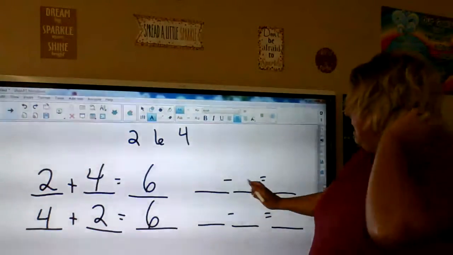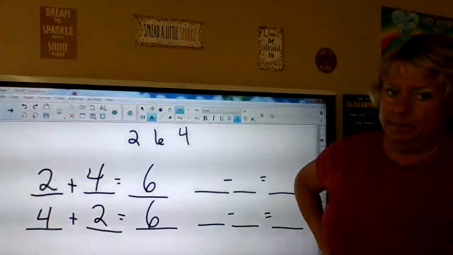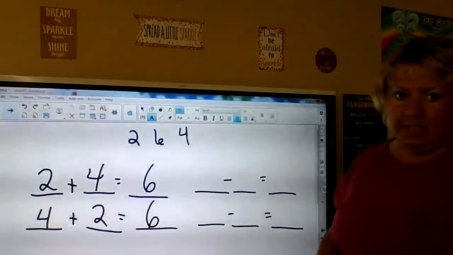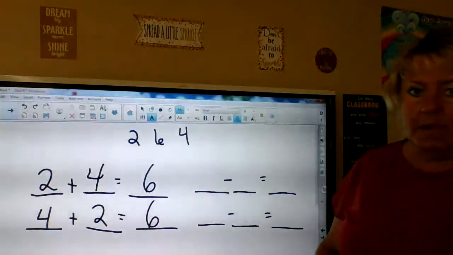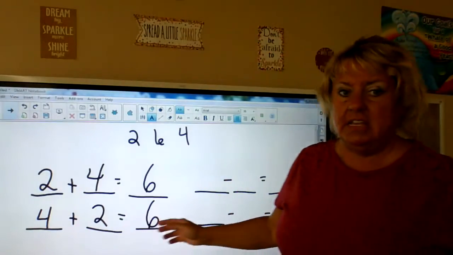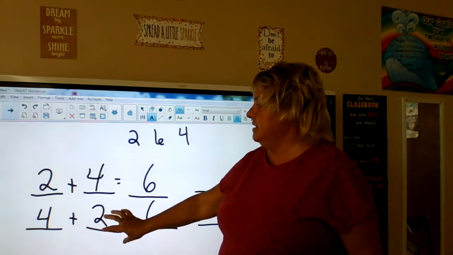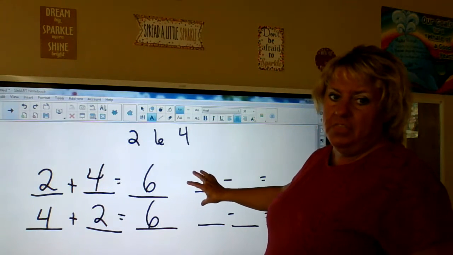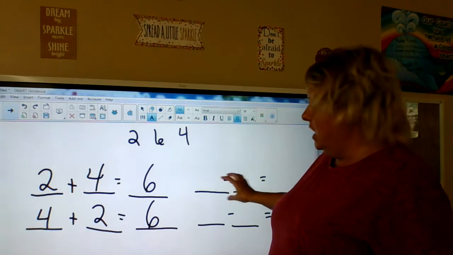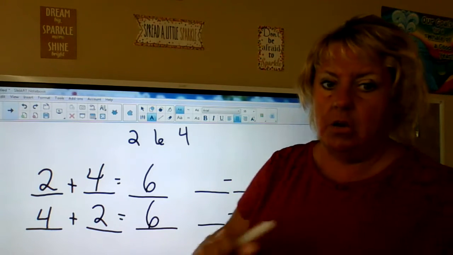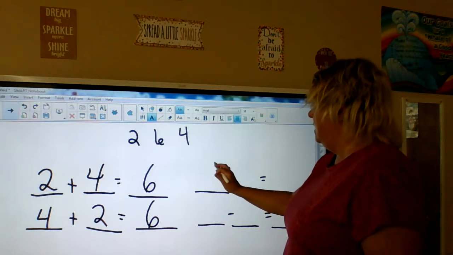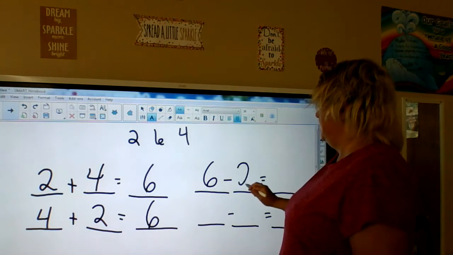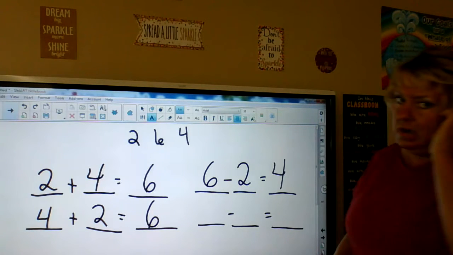Okay, now help me out with the subtraction. Am I going to start with the biggest number or end with the biggest number? Remember, this is how they're related. Addition, we get to the whole. Subtraction, we start with the whole and take it apart. So subtraction, we're going to start with the big, the whole. 6 minus 2 equals 4.